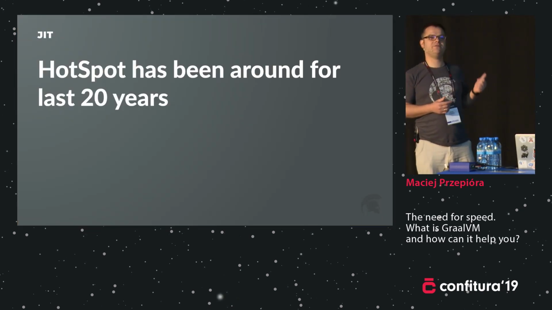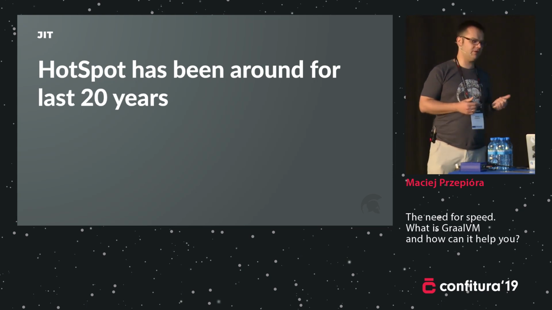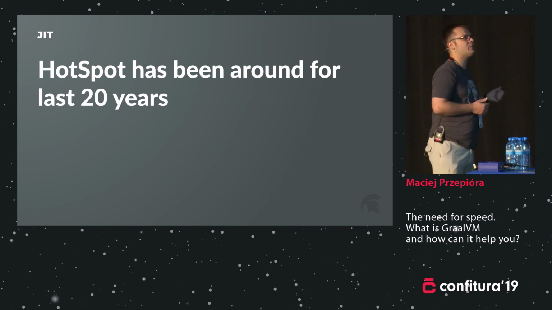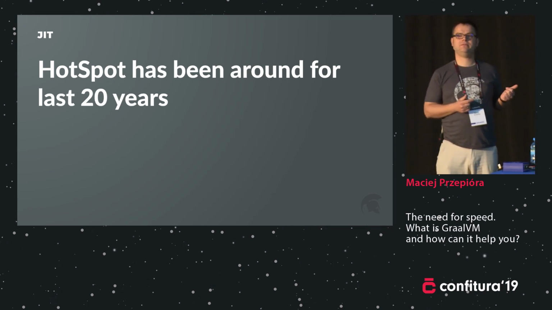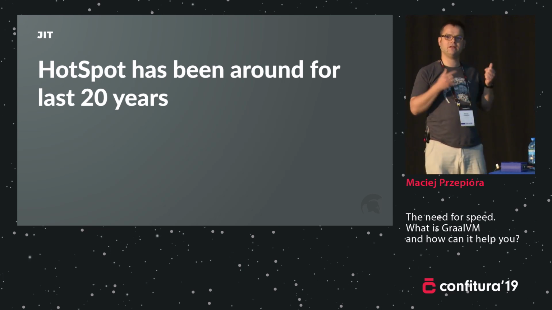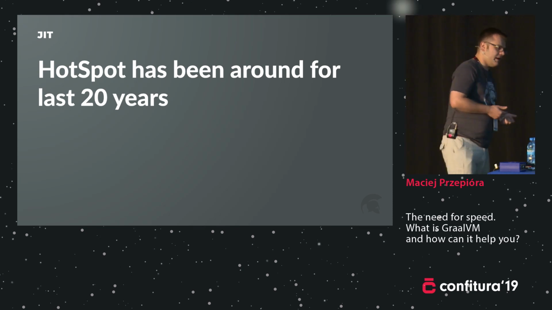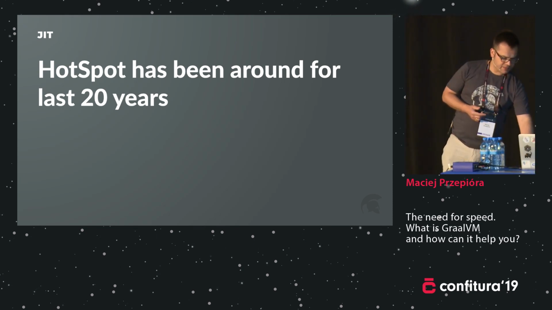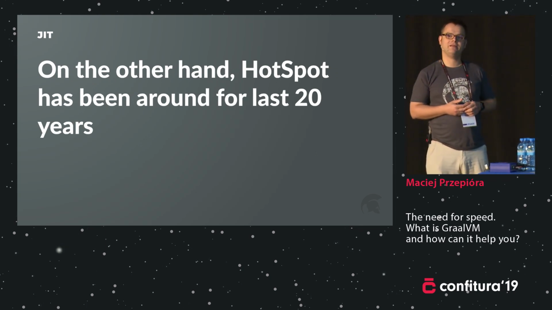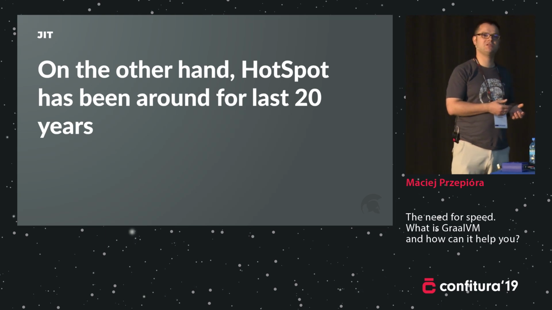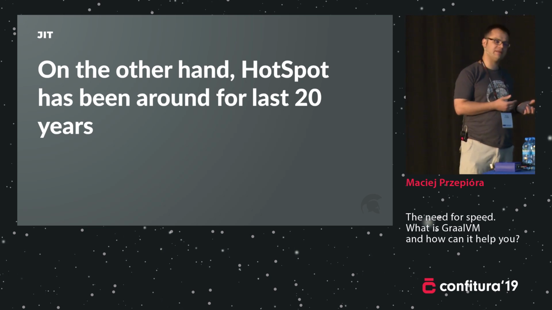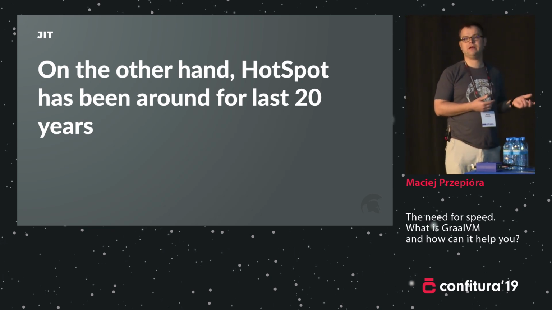because it was actually 20 years ago when the first version of the HotSpot just-in-time compiler was released for Java. I think it was Java 1.2. And HotSpot has been around for the last 20 years, right? This means a lot of research, a lot of money poured into making it really high performance. On the other hand, HotSpot has been around for 20 years. I mean, it's written in C++. It's quite outdated. It has become a bit more unmaintainable. And that's what the Oracle folks admit.